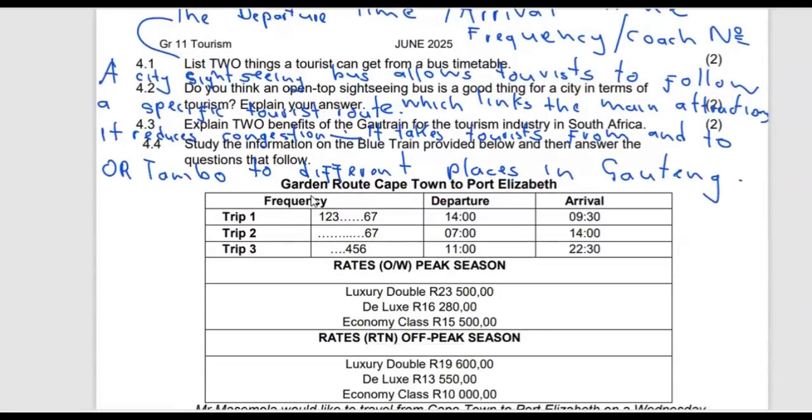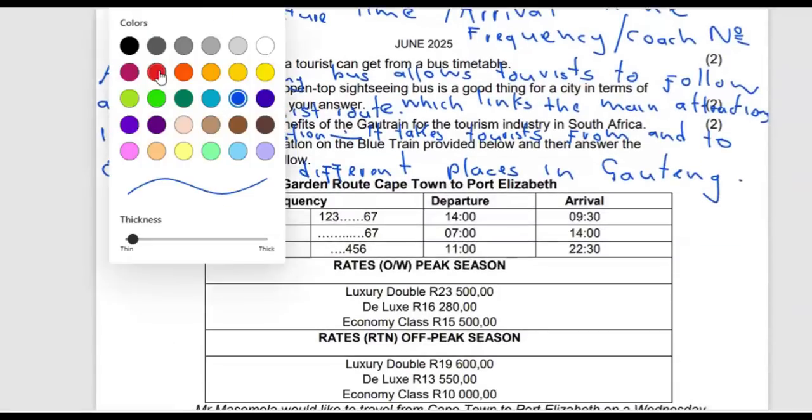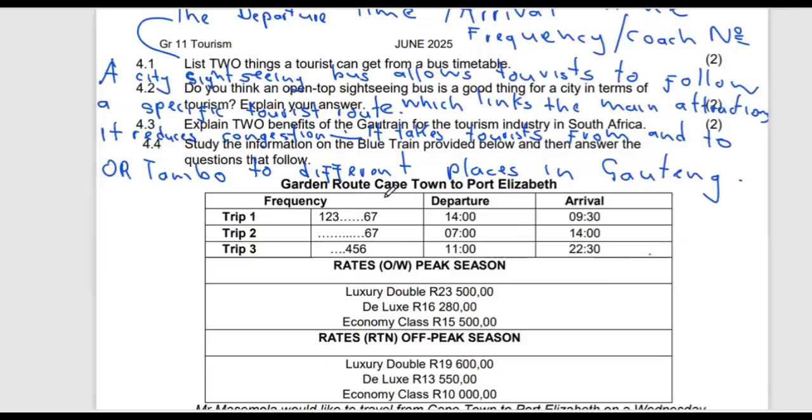Then we move on to the next question, the Garden Route. The Garden Route, Cape Town to Port Elizabeth. So we have frequency. We do have 1, 2, 3. Then we do have ellipses up to 6, 7. Then we also have 4, 5, 6. So this is the frequency of the what?